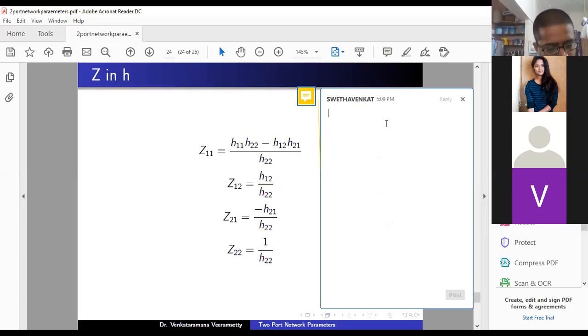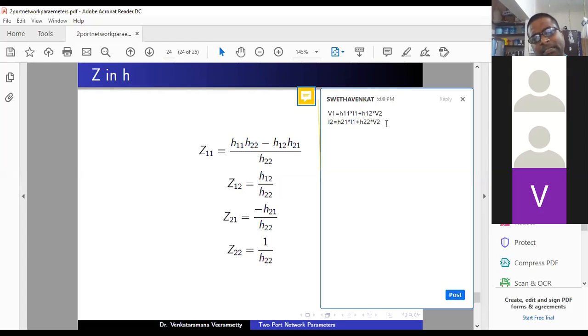So what are the hybrid parameters? V1 equal to H11 into I1 plus H12 into V2, and similarly I2 equal to H21 multiplied by I1 plus H22 multiplied with V2. So we need to start from these equations.